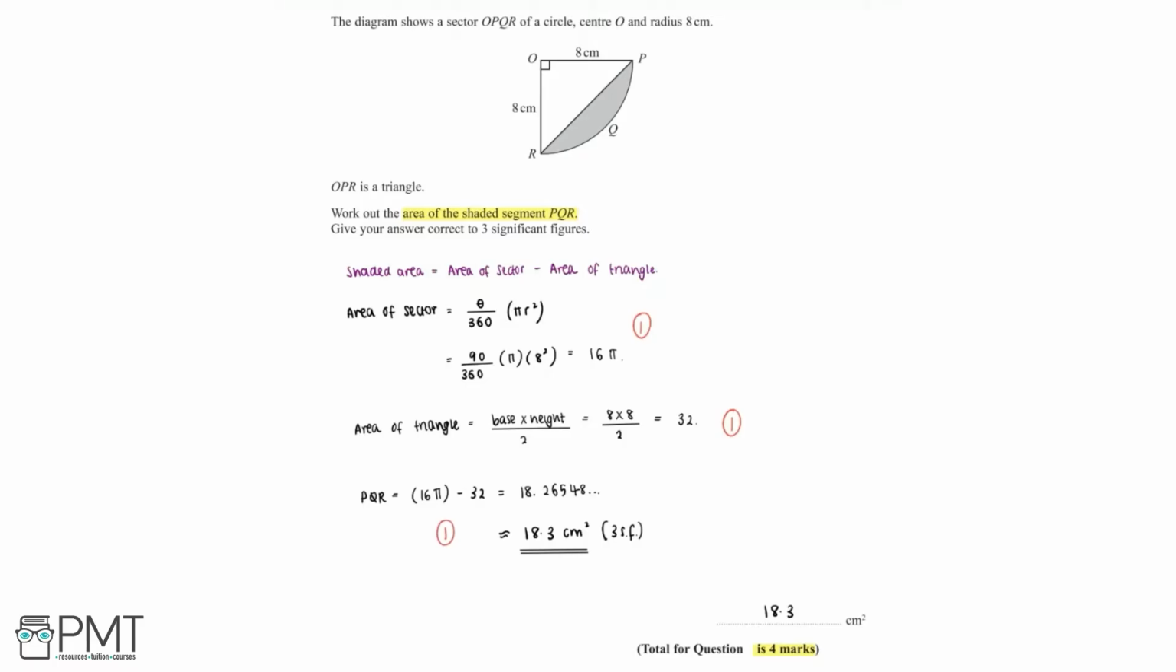And we get the fourth and final mark for the correct answer that the area of the shaded segment PQR is equal to 18.3 cm squared, rounded to 3 significant figures, allowing us to get the full 4 marks needed in this question.